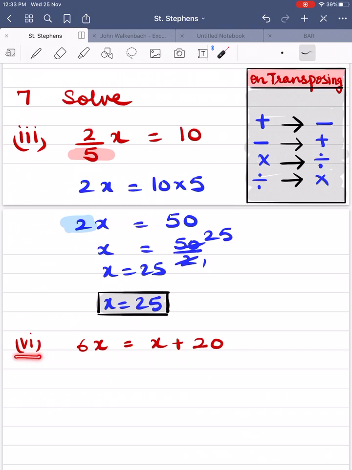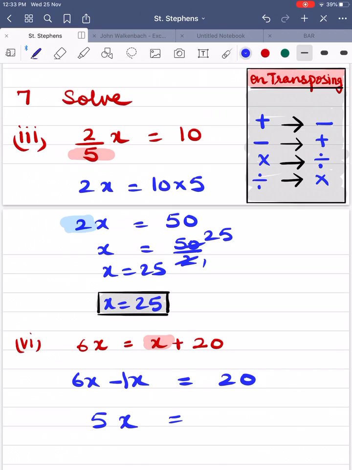Let's do sixth part. 6x is equal to x plus 20. Children, we observe that we have variable x on left hand side as well as right hand side, and generally we write variable on the left side. So first we will transpose x to the left side. Here it is being added, so we will subtract on transposing. So we have 6x minus x is equal to 20. Now no numeral is written with x, so we write 1. So 6x minus 1x is equal to 5x. It is equal to 20.